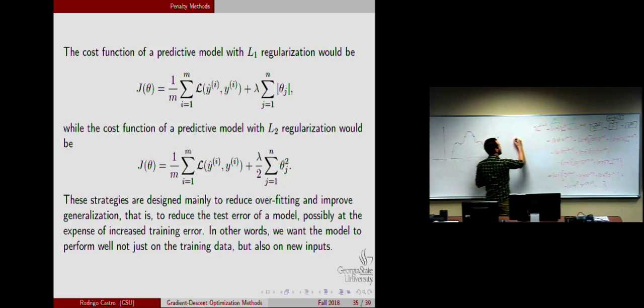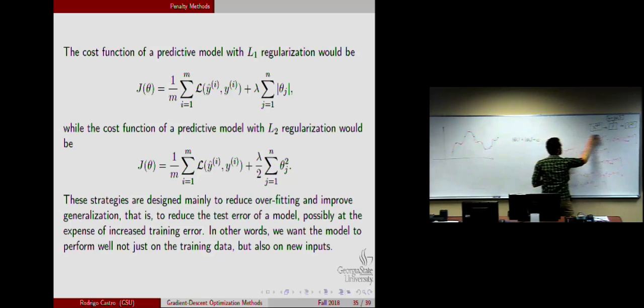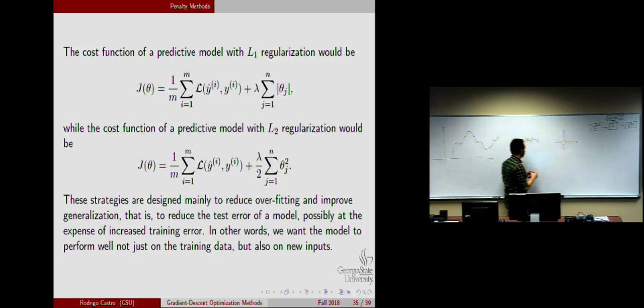The difference is that, suppose you have just two parameters, and look at the level curves of this function here. I'm going to drop the one half for now. These are circles of radius square root of c.